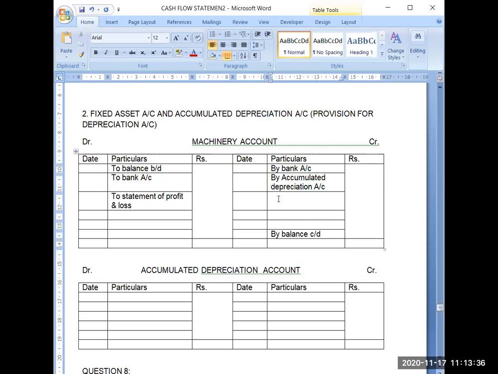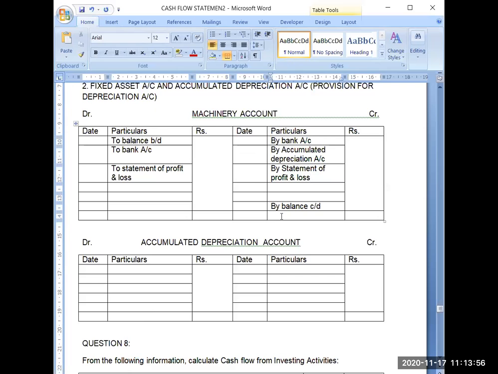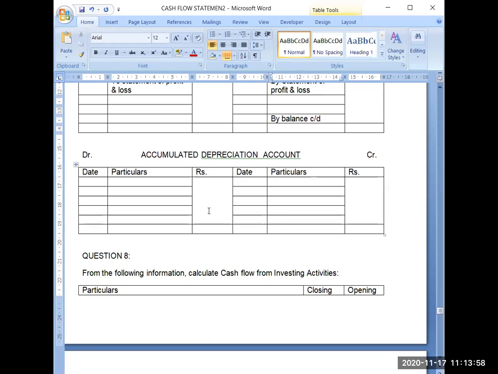And then the loss entry will be by statement of profit and loss. So these will be the general entries in machinery account. Then in accumulated depreciation, you should remember that the opening balance will be on the credit side. By balance brought down.